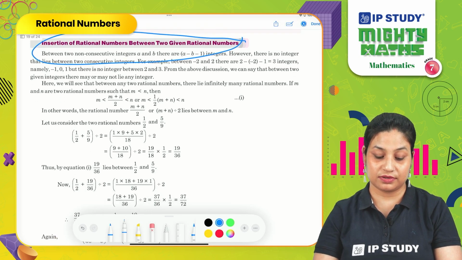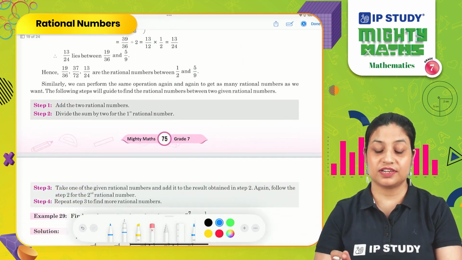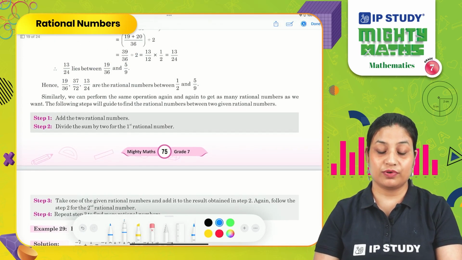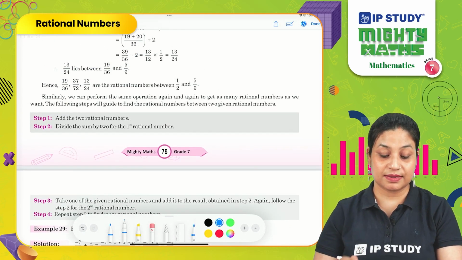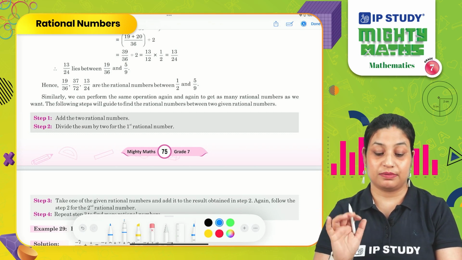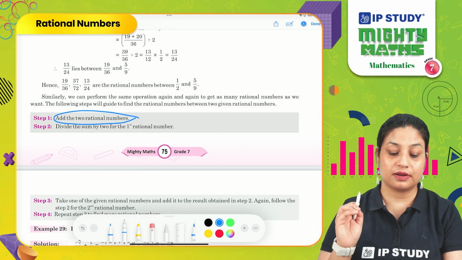In order to understand this, let's take an example. But before I take an example, let's study the steps that are given over here in order to find out rational numbers between two given rational numbers. Step 1 is to add the two rational numbers.